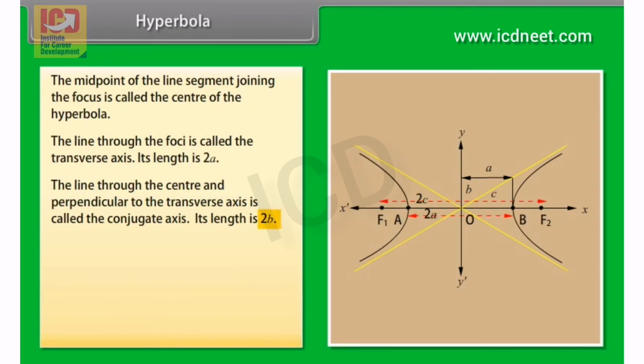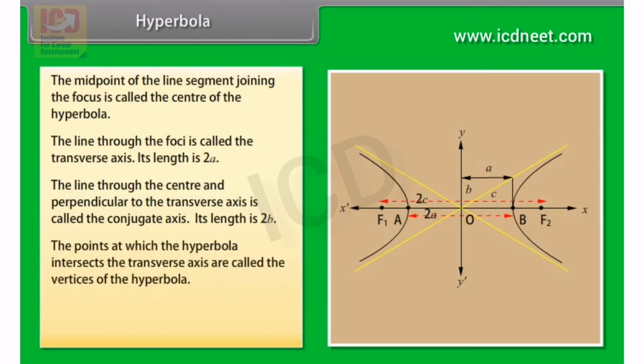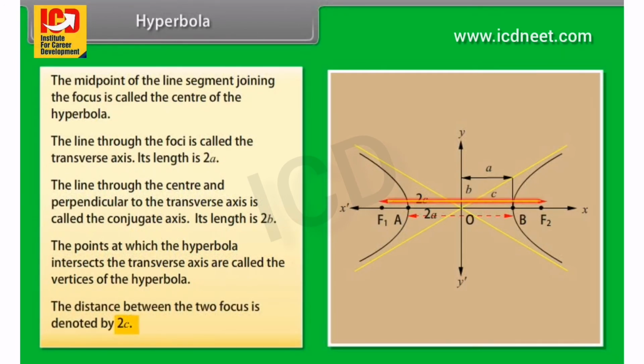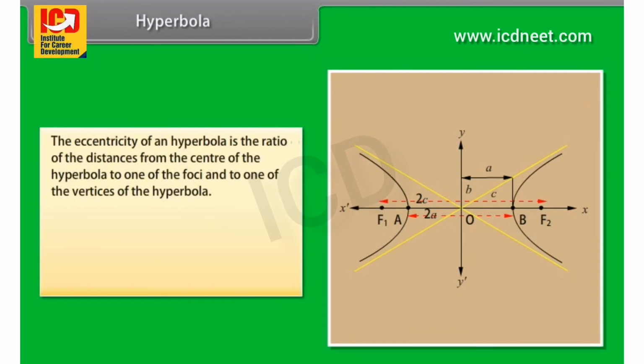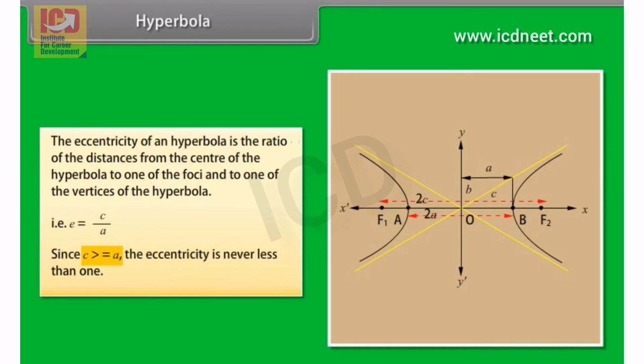The line through the center and perpendicular to the transverse axis is called the conjugate axis. Its length is 2b. The points at which the hyperbola intersects the transverse axis are called the vertices of the hyperbola. The distance between the two foci is denoted by 2c. The eccentricity of a hyperbola is the ratio of the distances from the center of the hyperbola to one of the foci and to one of the vertices of the hyperbola. That is, e is equal to c by a. Since c is greater than or equal to a, the eccentricity is never less than 1.